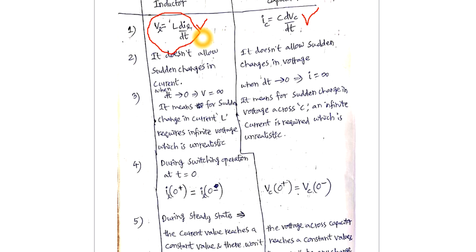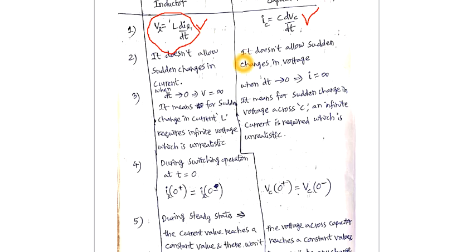It is not practical. There won't be any infinite voltage source. Only when there is an infinite voltage source can you expect a sudden change in current. Since it is not possible in real time, it doesn't exist. So that is how we can prove that the inductor doesn't allow sudden changes in the current.